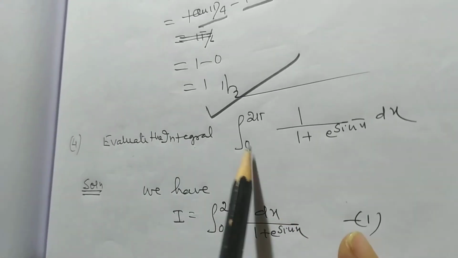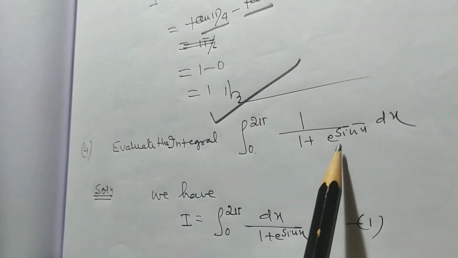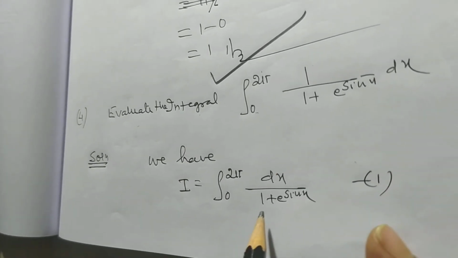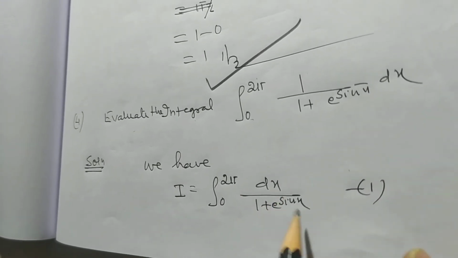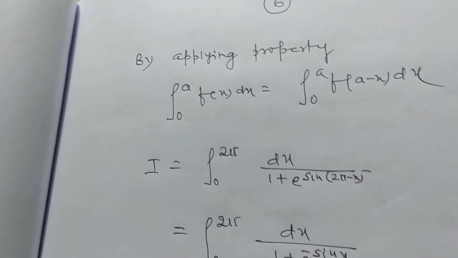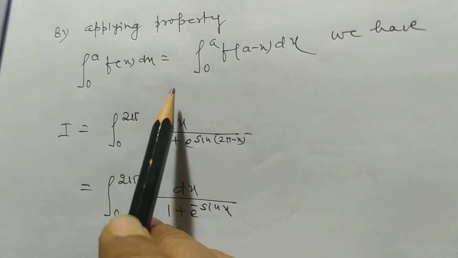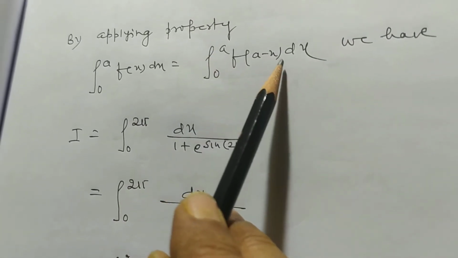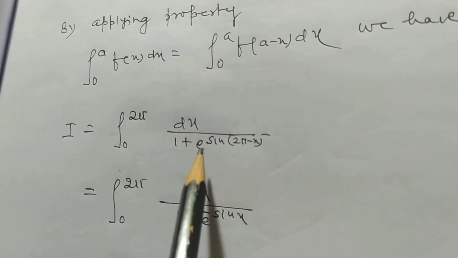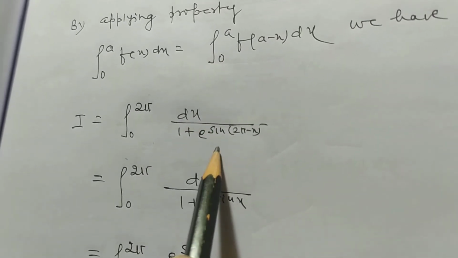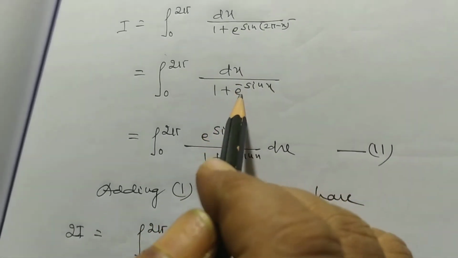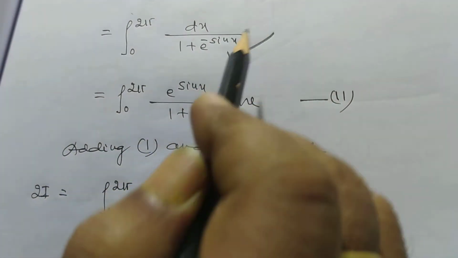Evaluate the integral from 0 to 2 pi of 1 by 1 plus e to the power sin x dx. So now it is integral from 0 to 2 pi dx by 1 plus e to the power sin x. Now after applying the property integral 0 to a f(x) dx is equal to integral 0 to a f(a minus x) dx, we have I is equal to integral 0 to 2 pi dx by 1 plus e to the power sin(2 pi minus x), that is dx by 1 plus e to the power minus sin x.